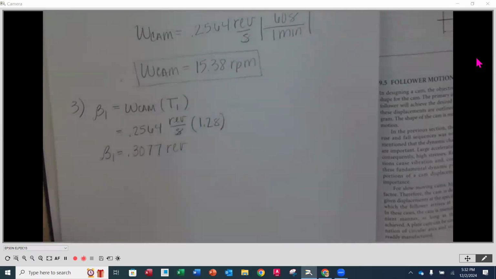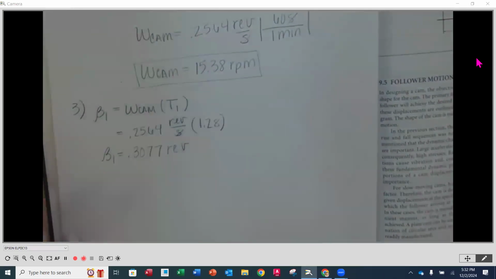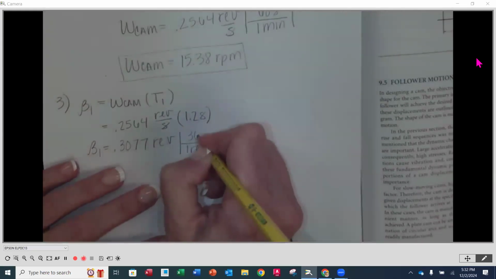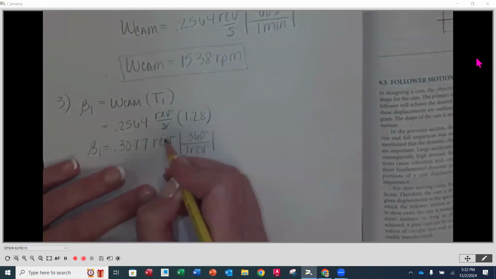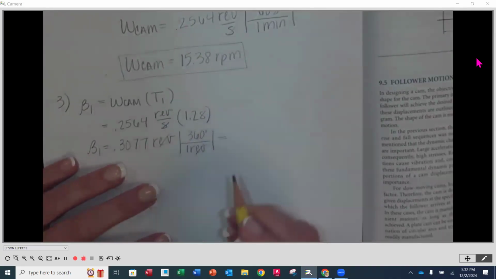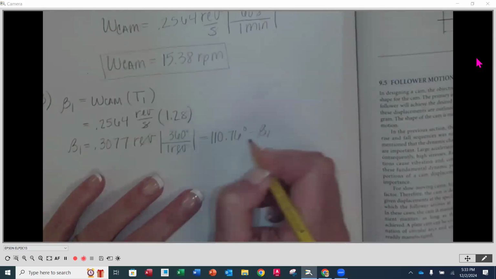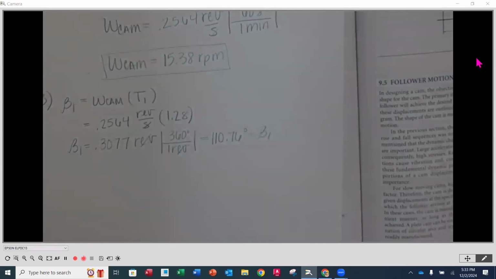Revolutions. Okay. But as I said earlier, revolutions is nice, but we want to know how many degrees it's going to take out of 360. So we just need to do a quick conversion here. We know that 1 revolution is equal to 360 degrees, so we can cancel out revolutions. And what does our beta 1 come out to be? Yep, 110.76 degrees. And that's equal to beta 1. So what that means is our first step is going to take up 110.76 degrees of that 360 in 1 revolution.